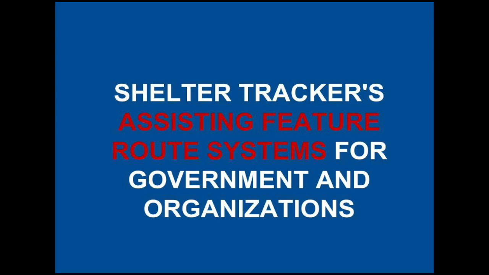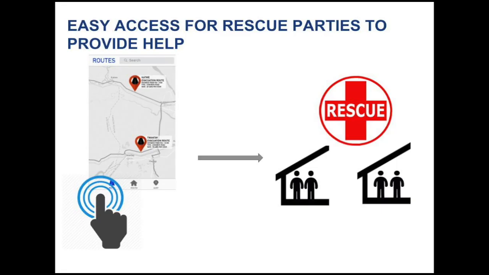The route system also provides information of the evacuation routes for government and organizations in order to help the users and citizens in affected areas. This route system is helpful for external helpers such as rescue parties that can easily access shelter camps and provide the necessary help that the affected people require.